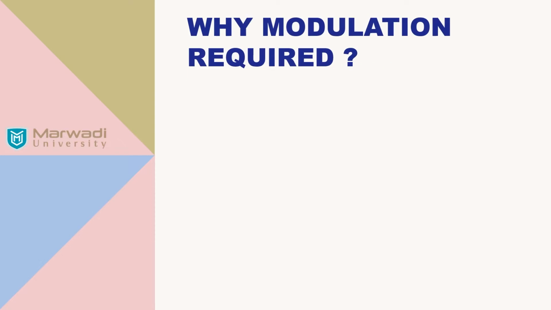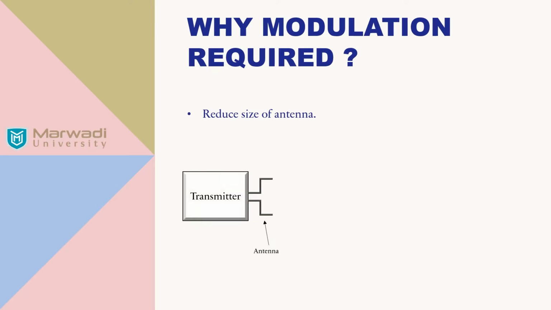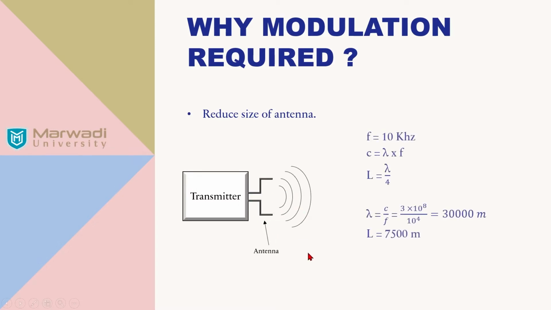Next we will see why modulation is required. The first reason is to reduce the size of the antenna. Let's suppose this is a transmitter, this is the antenna of the transmitter, and this is a signal. We can calculate the size of the antenna by calculation.